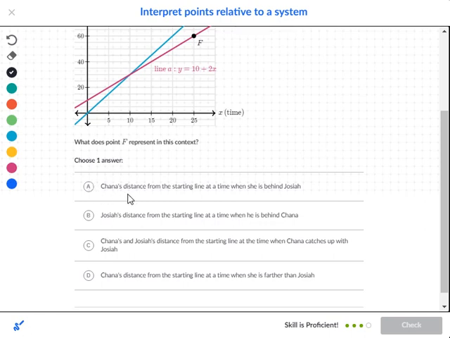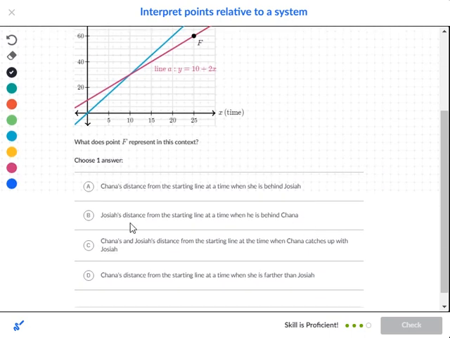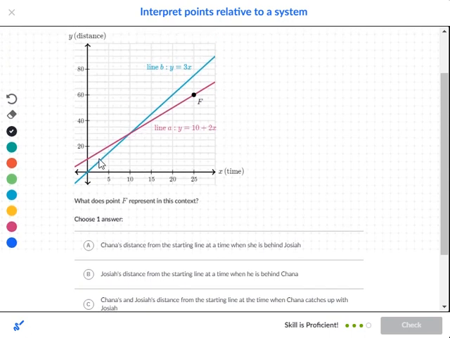So right here, what talks about behind right away is the first choice. It says China's distance from the start line at the time when she is behind Joshua. But she's not behind Joshua. Joshua's the one that's behind. It says Joshua's distance from the starting line at the time when he is behind China. So this is the one here. Josh's distance from the starting line at the time when he is behind her, because they started here, he was ahead, she was behind, and this is where they met, and this is where she went in front because she's above his line.